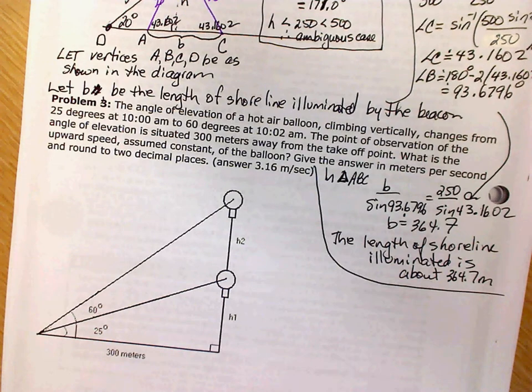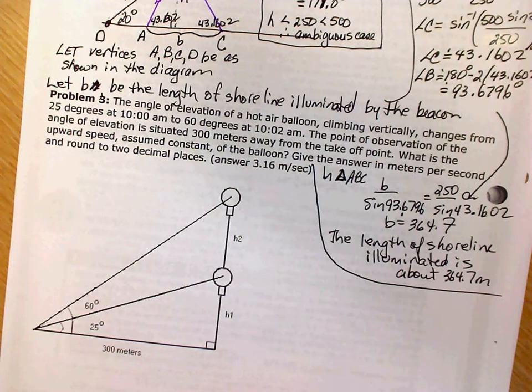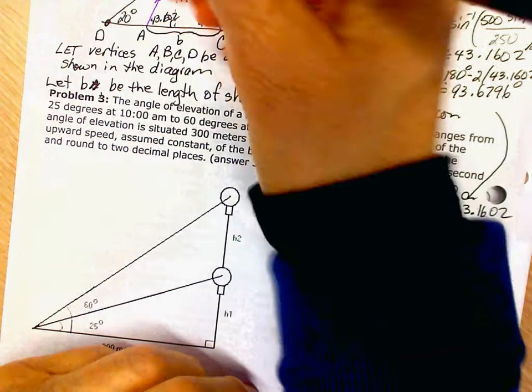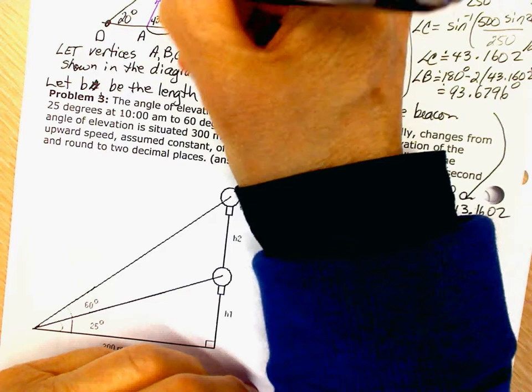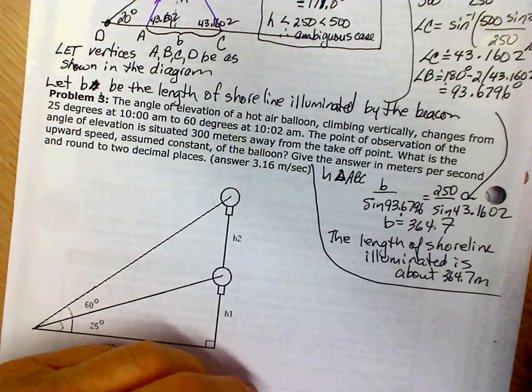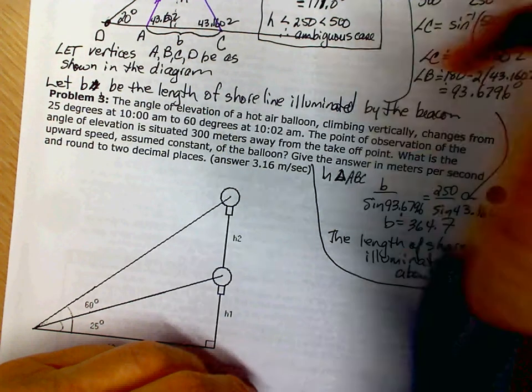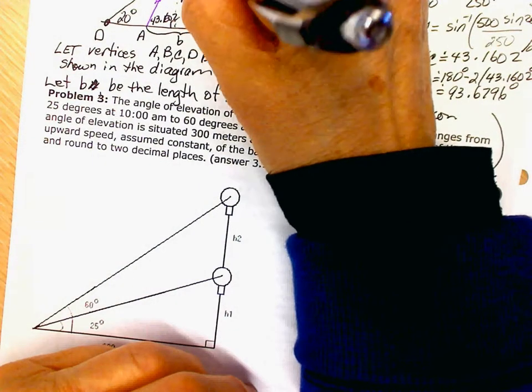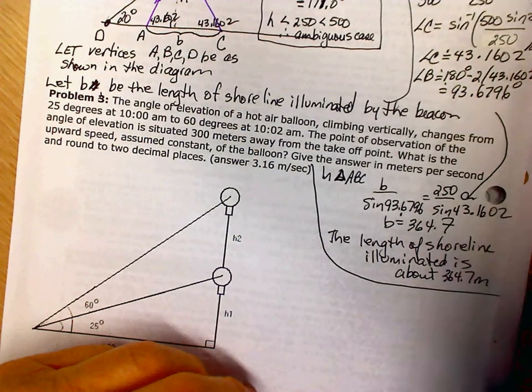Yes. Is the 93.68 part of ABC or DBC? ABC. It's the angle B right there. That is 93.6796.